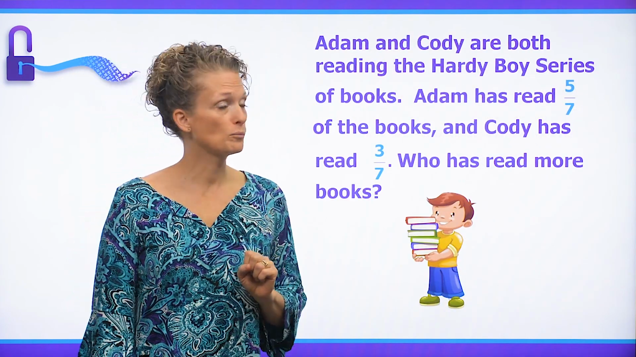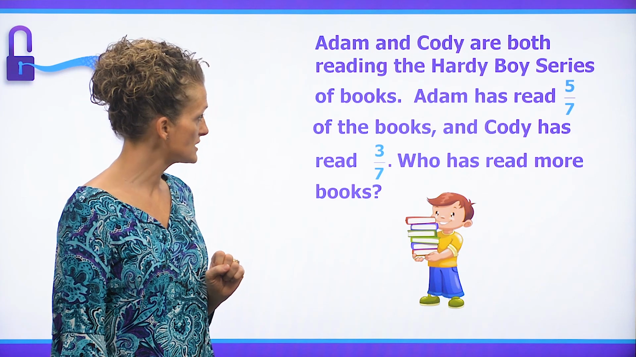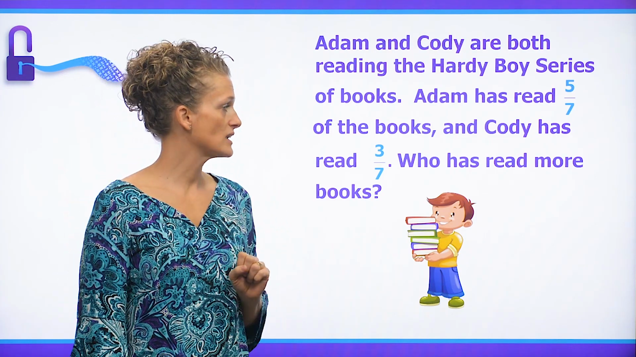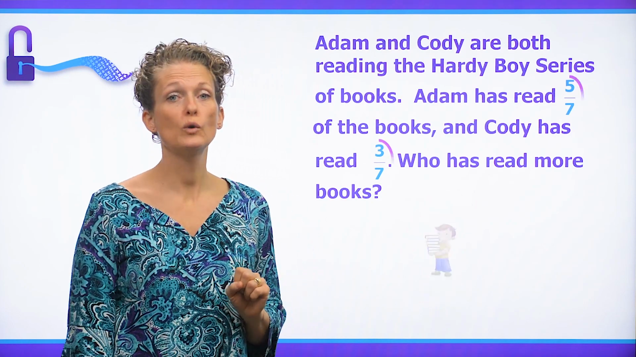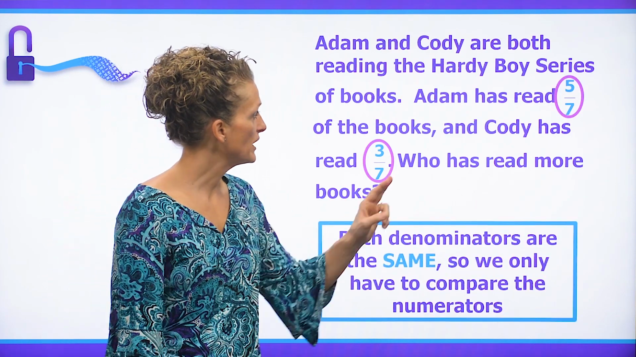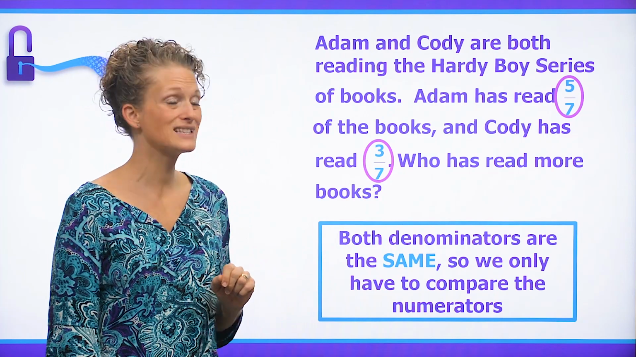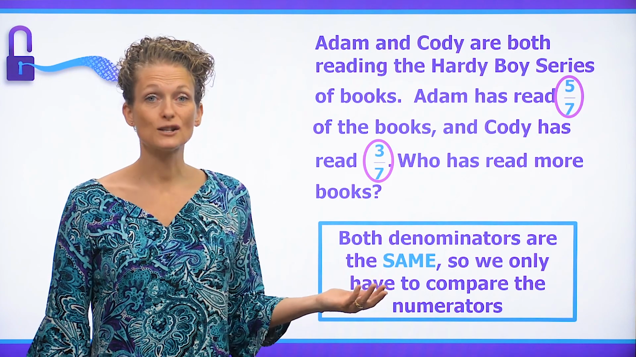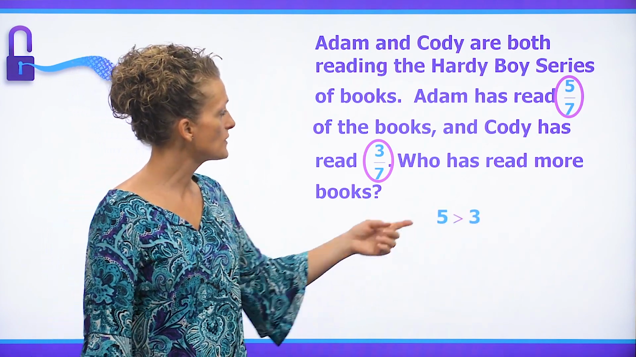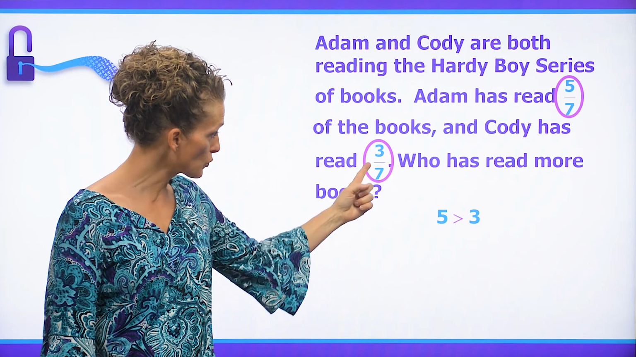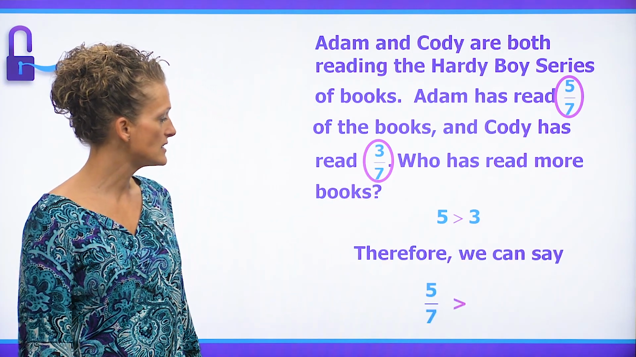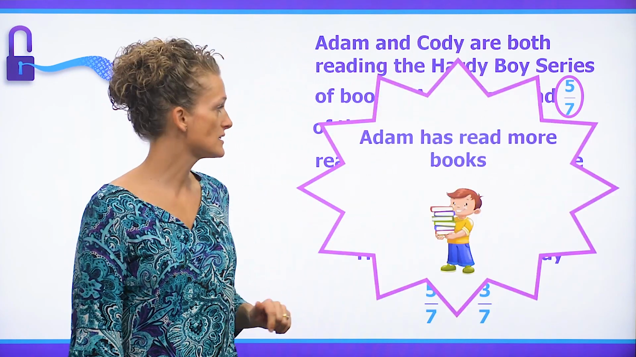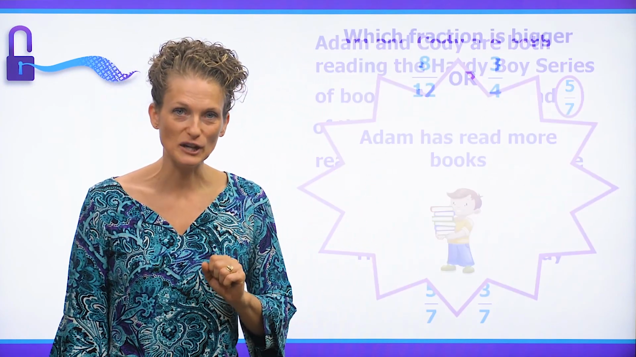Now, Adam and Cody are both reading the Hardy Boys series of books. Adam has read 5/7 of the books, and Cody has read 3/7 of the books. Who has read more? So we're comparing 5/7 and 3/7, and we can see that both of them have the same denominator. So we only need to compare the numerators. So we know that 5 is greater than 3, and that tells us that 5/7 is greater than 3/7, which also tells us that Adam has read more books.